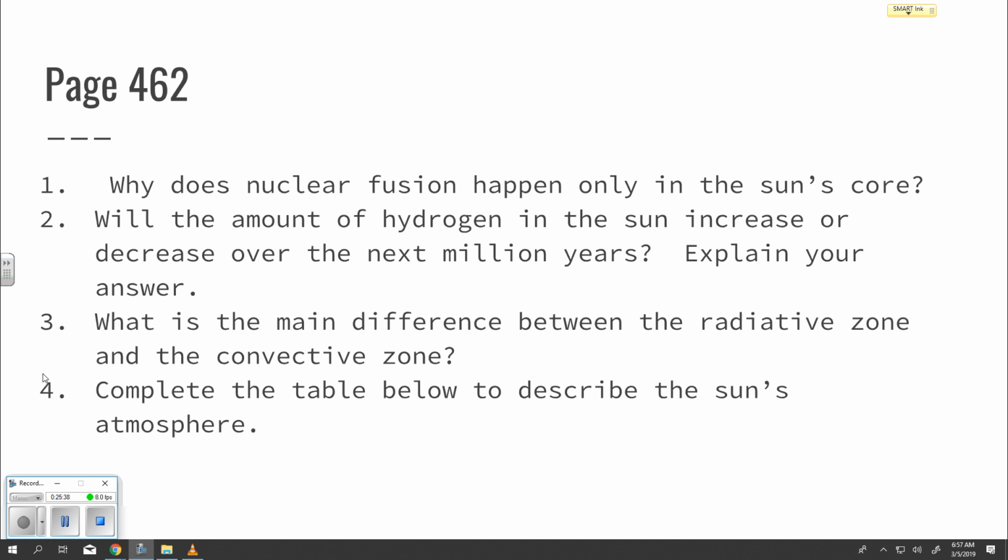The last row, first box, corona. Second box, 1 million degrees Celsius. Third box, other characteristics: outer layer, magnetic field that keeps particles in, solar wind. Again, outer layer, magnetic field that keeps particles in, solar wind.